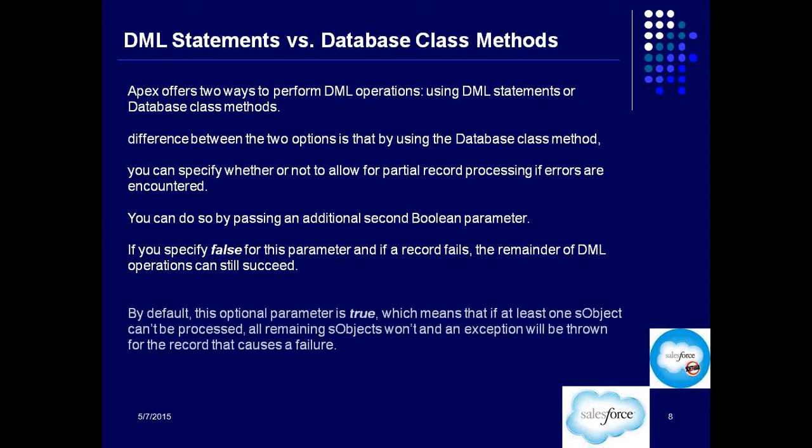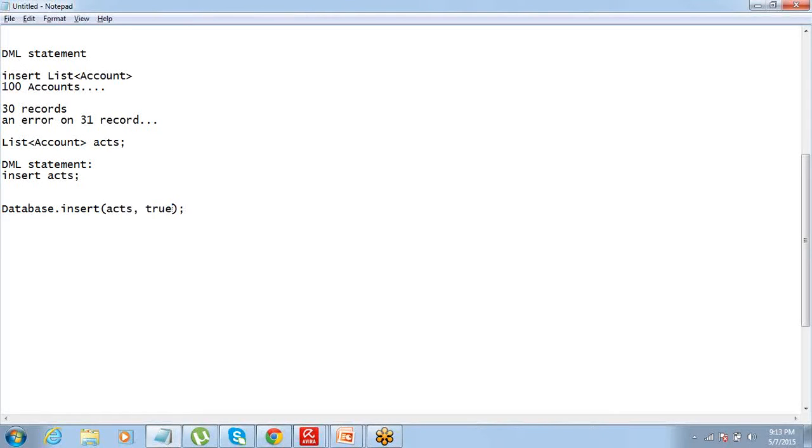But if you set it to true, then what will happen? Then it will act as a normal DML statement. Then it will just roll back the records. By default, this optional parameter is true, which means that if at least one sObject can't be processed, all remaining sObjects won't be, and an exception will be thrown for the record that causes a failure. So even if one cannot be processed, the others will also not be processed. So this should be false.